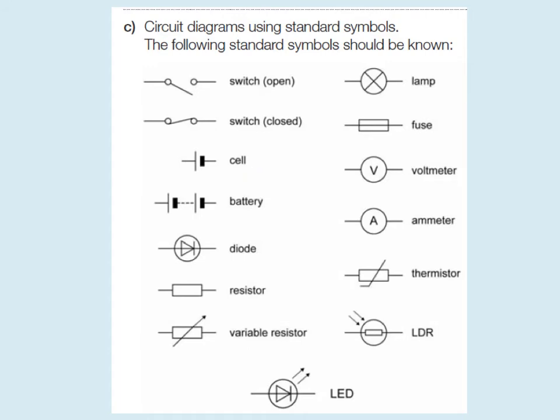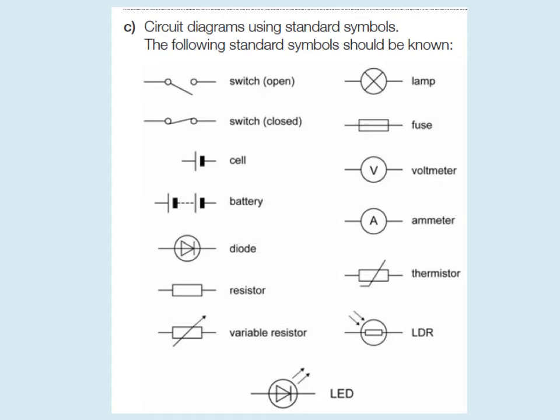A cell is what provides energy for the circuit, and that's a single cell. Multiple cells, so 2 or more cells, gives you a battery, and a battery also provides energy for a circuit. But if you draw one cell, remember you must call it a cell, whereas if you draw 2 or more, that's a battery. So in the exam, if it asks you to draw a battery, you need to draw 2 or more cells.